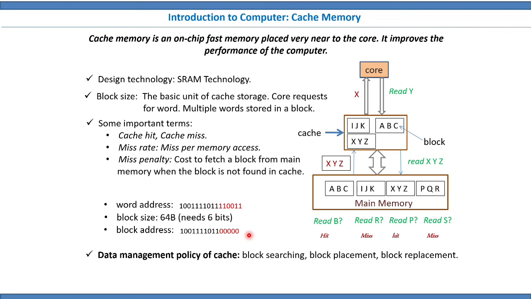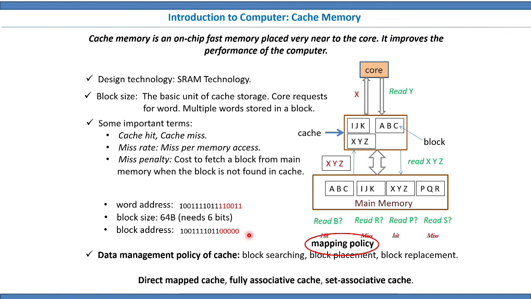Now next is the data management policy of a cache. Data management policy of a cache means there are three things. First, how to search for data in a cache, then how to place data in a cache, and how to replace data from a cache. This block placement is also called mapping policy. Based on these three policies, searching, mapping, and replacement, there are different kinds of cache memory possible: direct map cache, fully associative cache, and set associative cache. One by one, I'll explain these three cache structures to you.